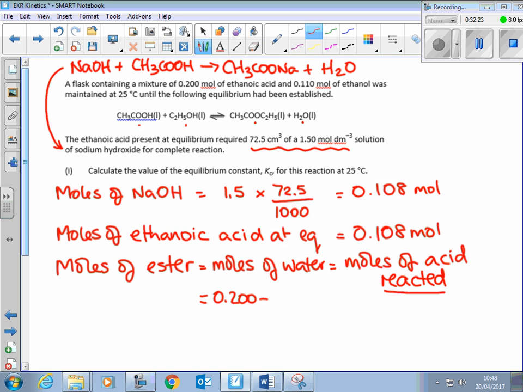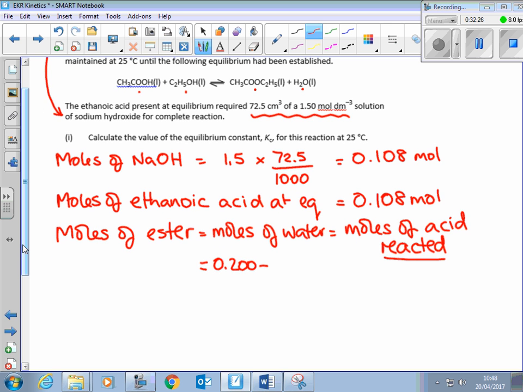0.200 minus what's left. We don't need this for the acid bit, do we? Because we know that at equilibrium we've got that much acid, but in order to find out how much of everything else we've got, we need to know how much acid reacted. So we've got that, which is 0.092. Okay, so we've got the moles of acid, the moles of ester, the moles of water. The one thing we're missing is the moles of alcohol, isn't it?